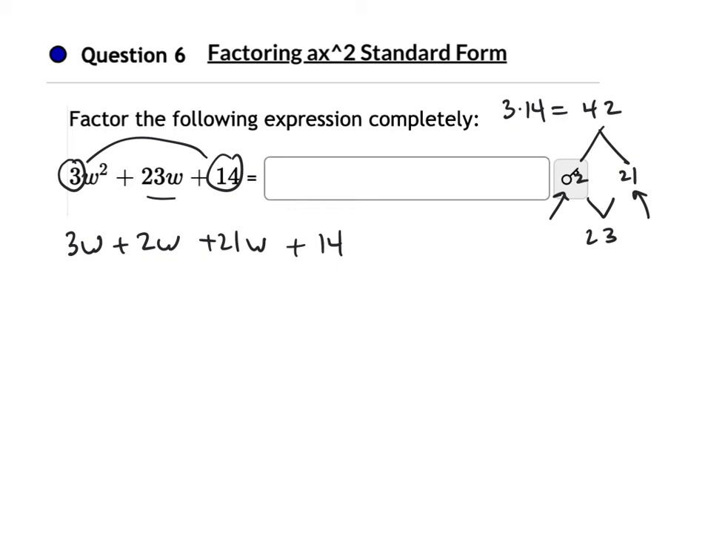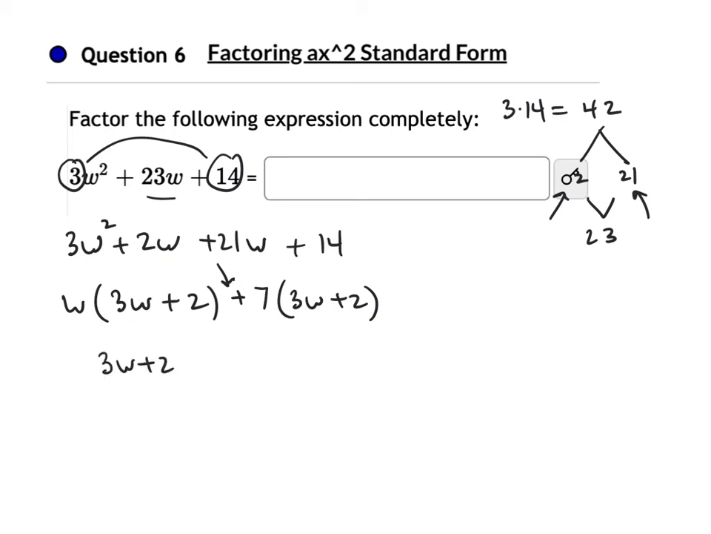I'm going to do GCF out of the first two. It's a w times 3w plus 2. Bring down the plus. The last two have a 7 in them. 7 times 3w plus 2. Both terms have 3w plus 2 in them. I'll pull that out. 3w plus 2. Pull it out of the first term, you're left with w. Pull it out of the second term, you're left with 7.